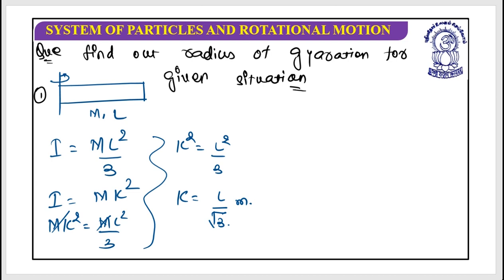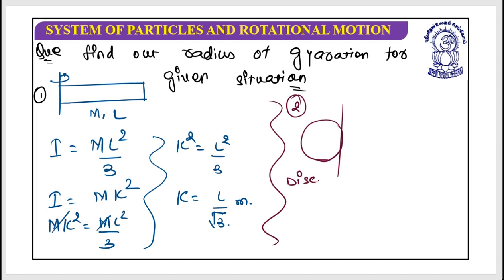Is it? Can I draw one more? A second situation is, let's suppose this is a disk having radius R and mass M. Yes, I want to find out the radius of gyration.